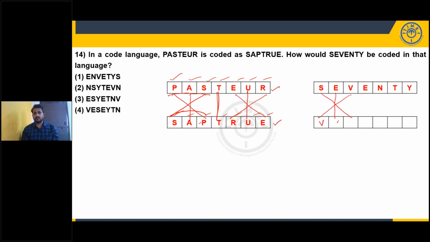SCV becomes VCS, and E will be constant, the same. And NTY becomes YTN. Which option? VESCYTN. VESCYTN is the fourth option, choice 4. Here the word and code have the same letters.